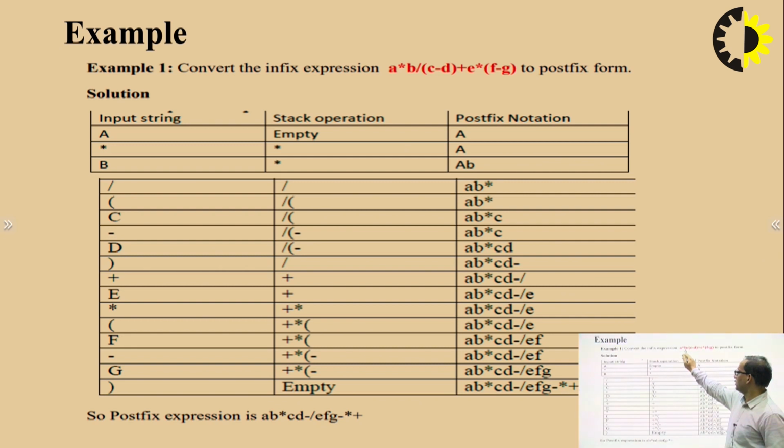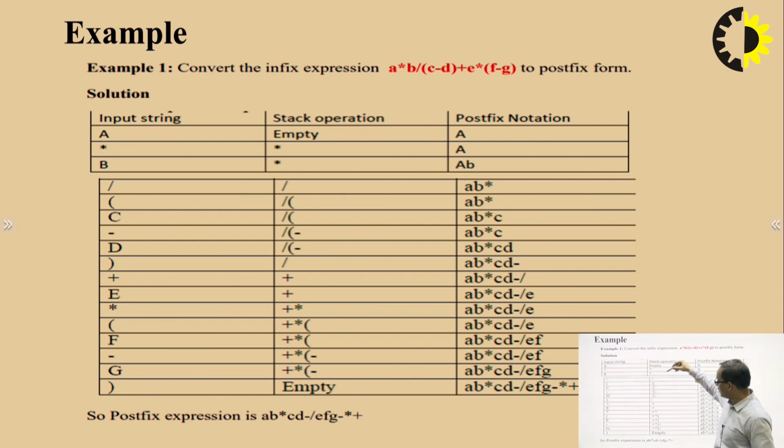Now the next character is multiply. Initially the stack is empty, and multiply is an operator, so it will be pushed on the stack. After that, b is the scanned symbol of the input string, and b is an operand, so it will be added to the postfix expression. After that, the next character is divide. Divide is an operator, so it will be pushed on the stack.